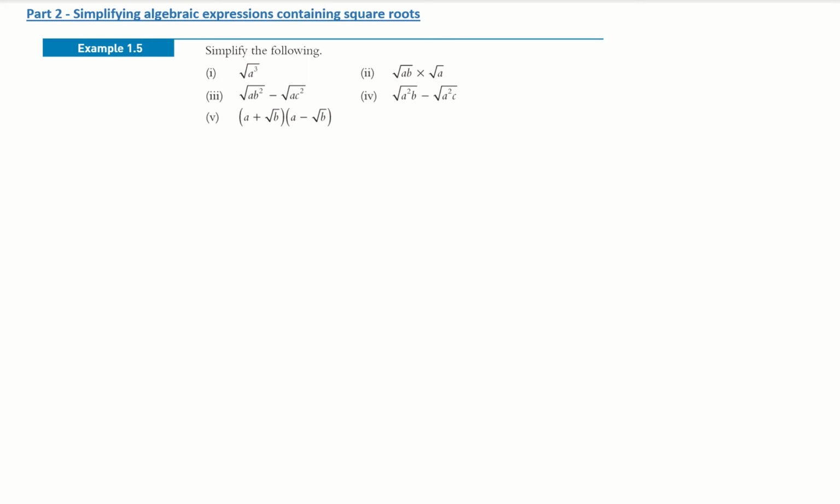So now we're going to be looking at simplifying algebraic expressions containing square roots. So we've looked at it with particular numbers. Now we're going to look at the generic form with algebra.